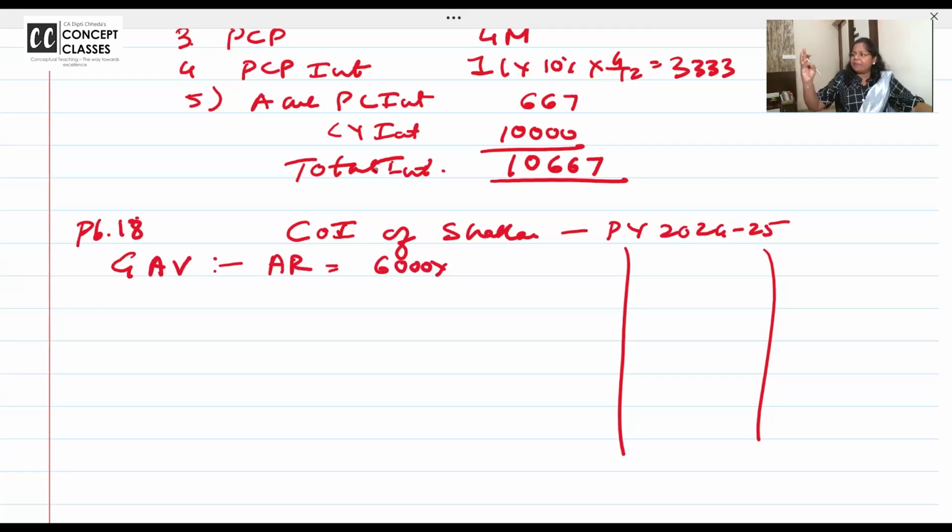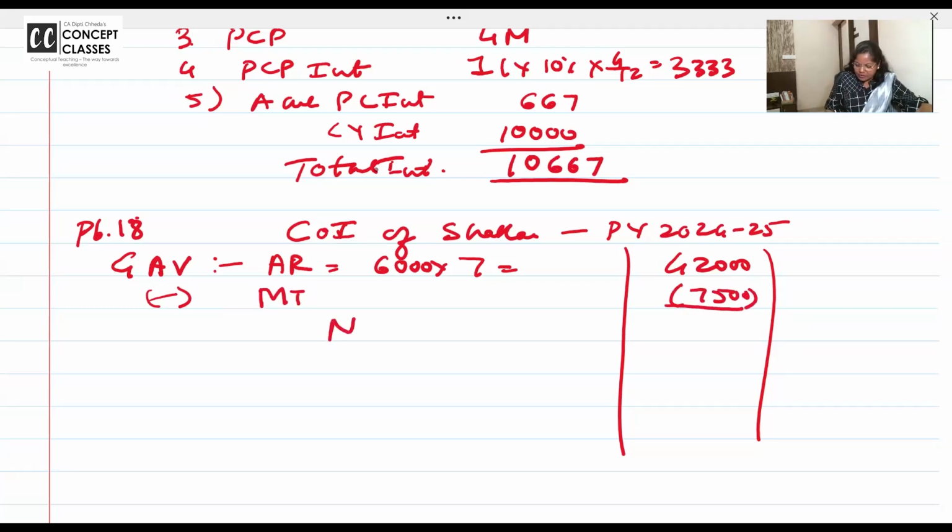Look at the screen. September, October, November, December, January, February, March. 7 months. 42,000 minus the municipal tax. Sorry. Municipal tax, how much is given in your problem? 7,500. So you get the net annual value.